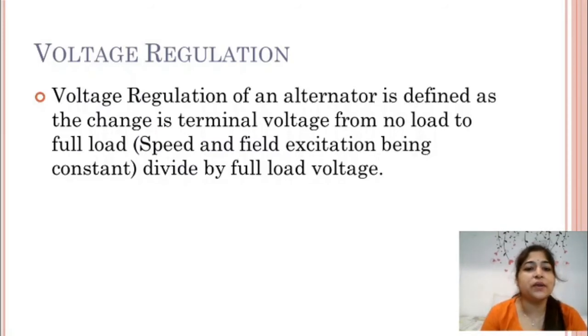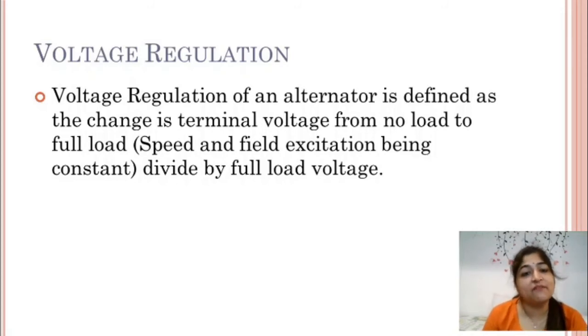So what is voltage regulation? Voltage regulation of an alternator is defined as the change in terminal voltage from no load to full load, speed and field excitation being constant, divided by the full load voltage. Now voltage regulation can be found as a percentage of full load voltage as well as no load voltage. I will tell you in my next slide what is the difference between the two.